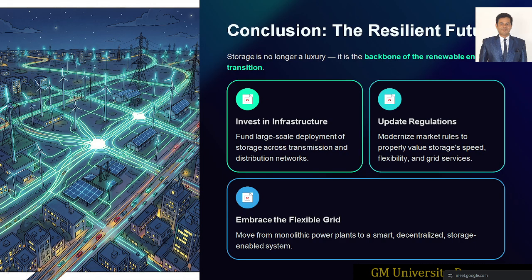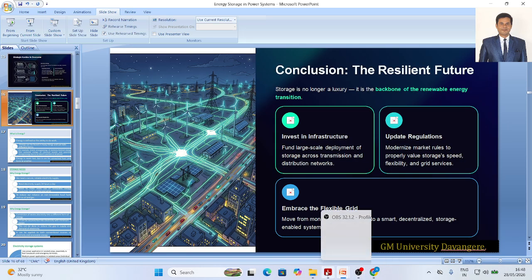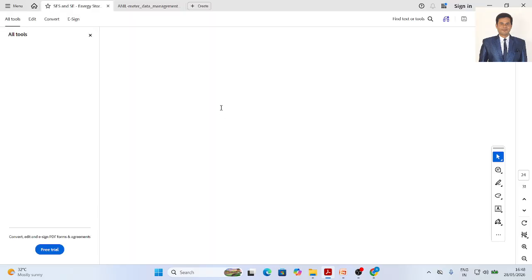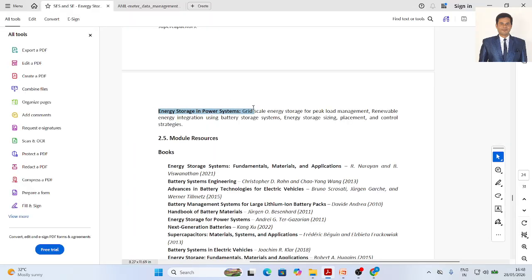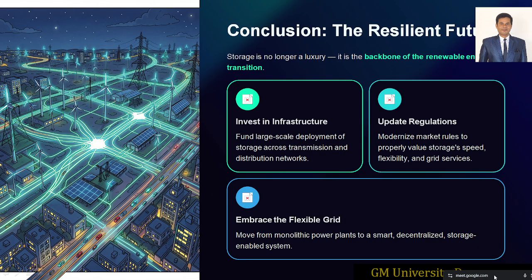Okay, then we'll see the conclusion from the first part, the energy storage in the battery, right? That is energy storage in the power system, the grid scale energy storage for peak load management. So we'll see the resilient features. The resilient feature is nothing but the power system should become more stable and should not have any adverse effect, for satisfying the load demands, right?